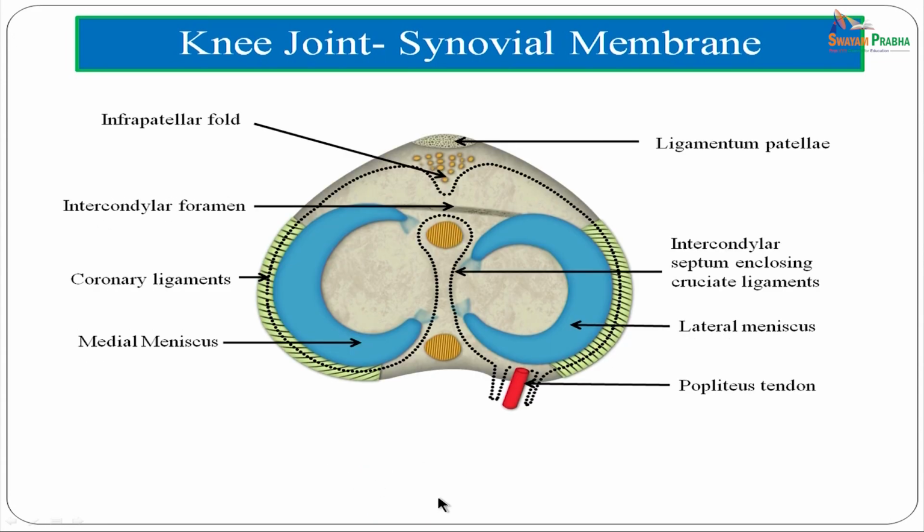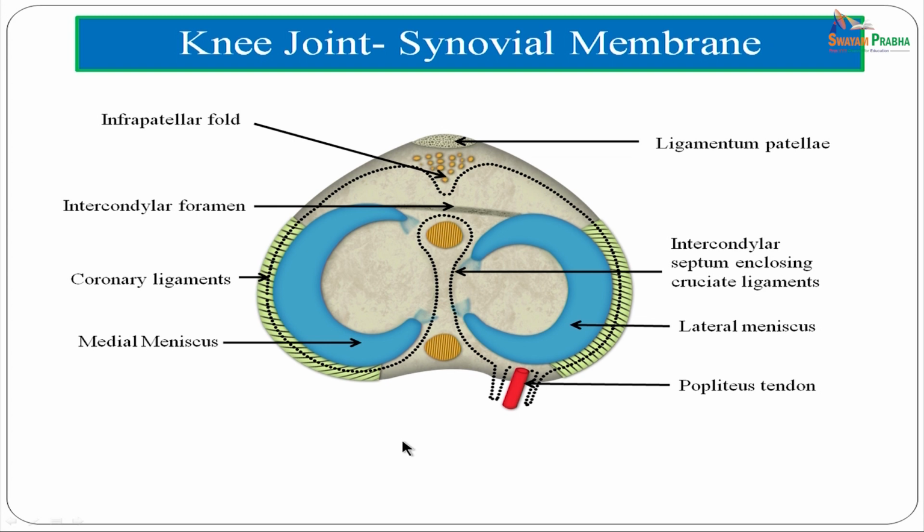This is again a picture which is showing the reflection of the synovial membrane when seen from top. What you see here are the upper aspects of the tibial condyles, and this is the infrapatellar fold. The synovial membrane reflects backwards, comes onto the posterior aspect of the condyles and extends forwards as a double layered fold. This double layered fold is called the intercondylar septum. And if you notice, there is a gap between the infrapatellar fold and the anterior end of this intercondylar septum. This is called the intercondylar foramen. So, that is about the synovial membrane.